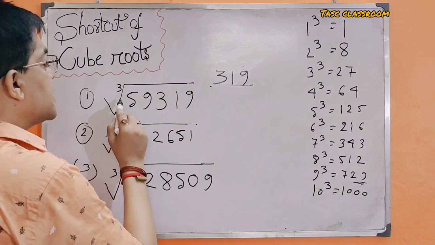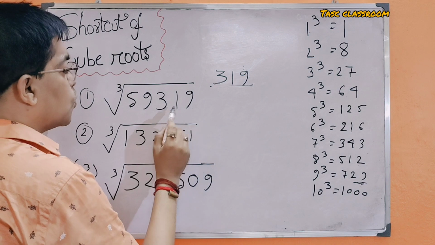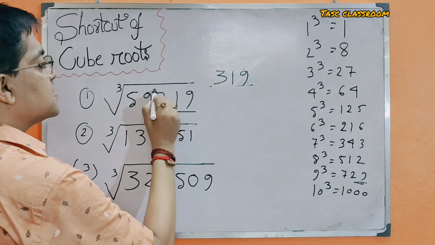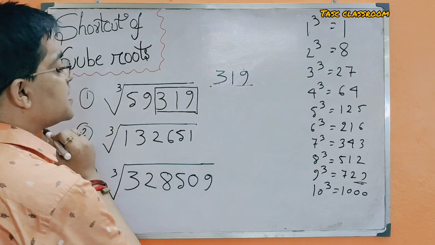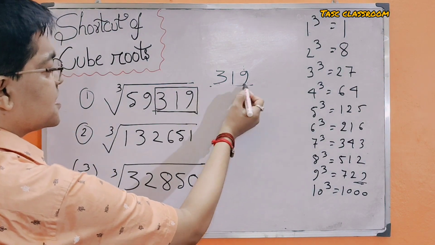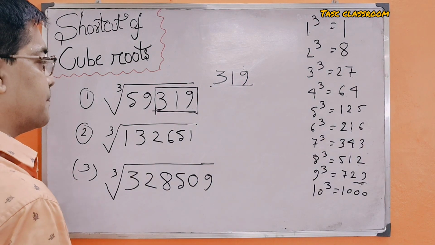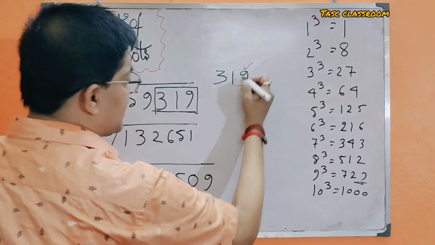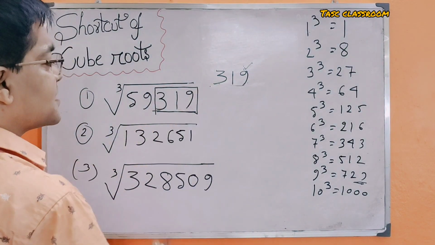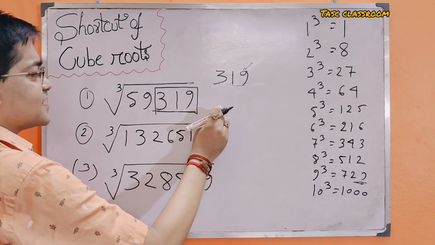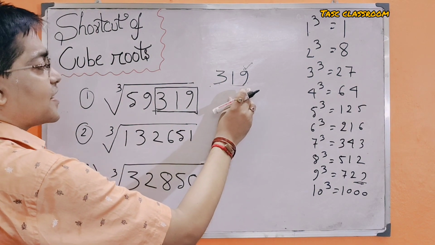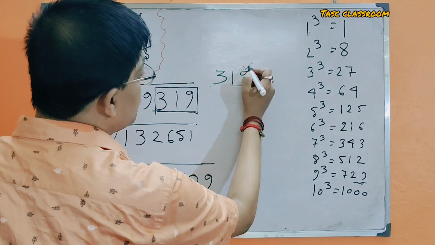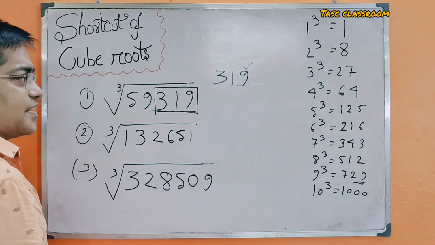To find the cube root of this number, we first consider the last 3 digits. The last 3 digits are 319. The unit place number is 9, that is, the number 319 starts with 3 and ends with 9. The unit digit is 9.